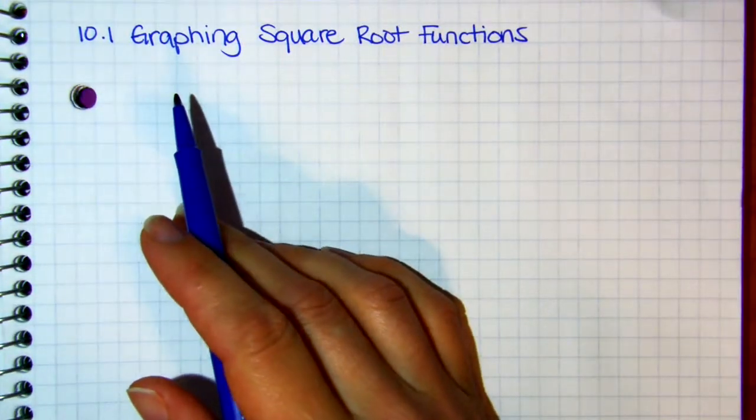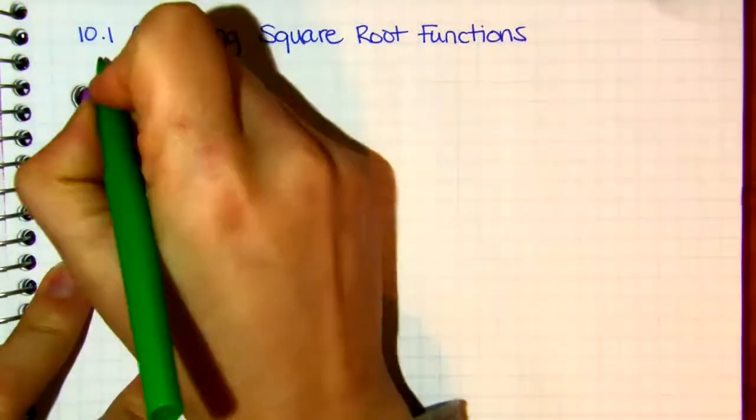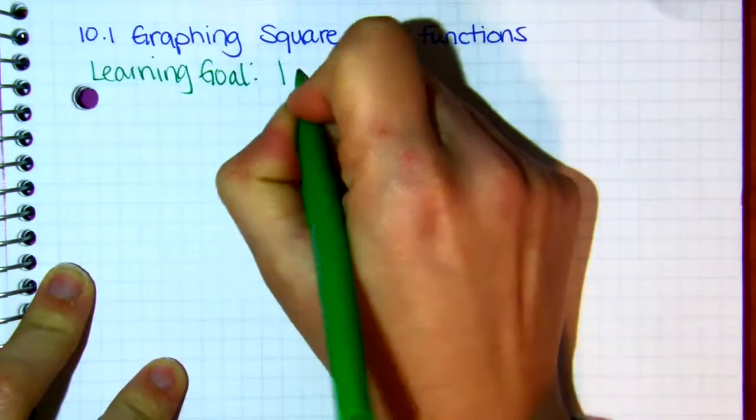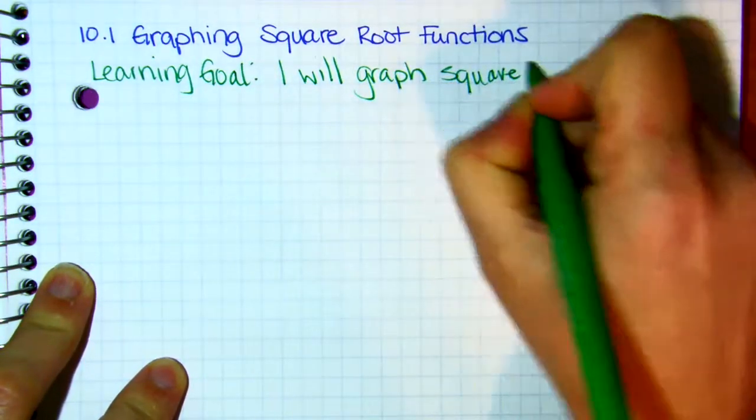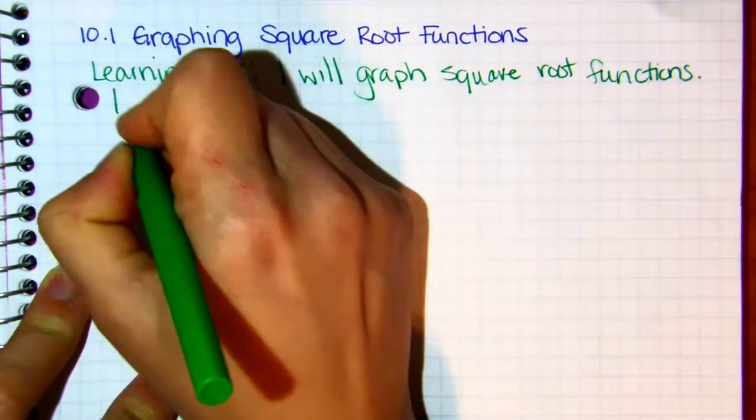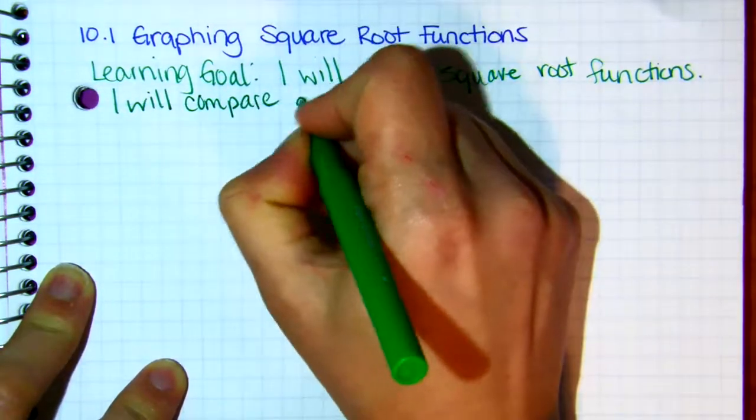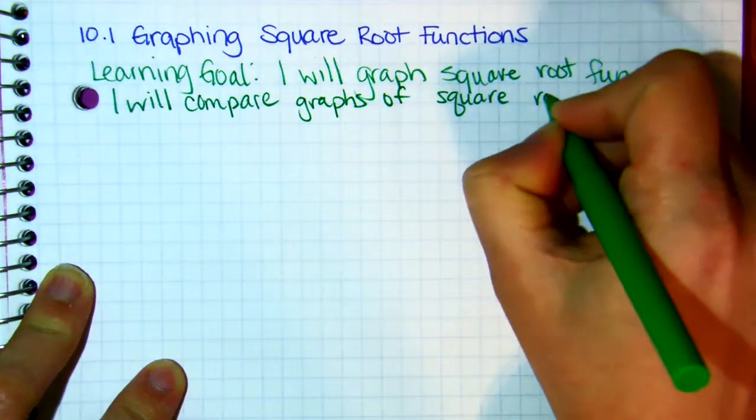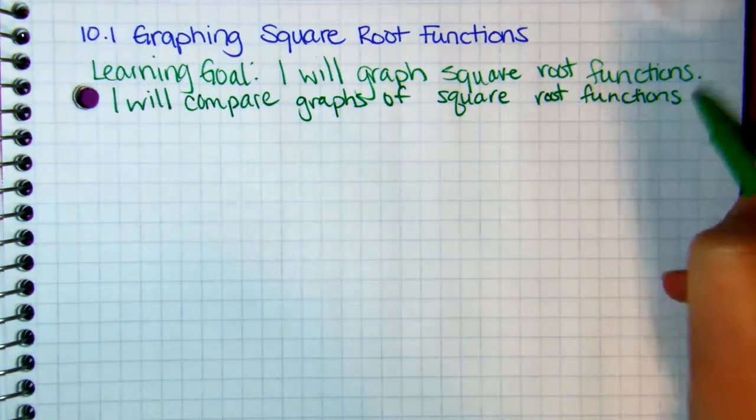So for 10.1, our learning goals are: I will graph square root functions, which is shocking, I'm sure, and also I will compare graphs of square root functions. So we'll be talking about the parent function and how it can be translated and how the translations are different.